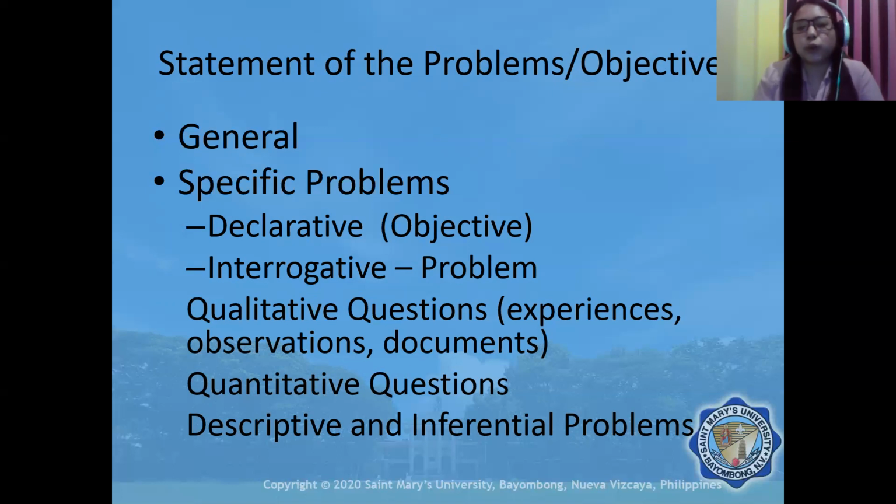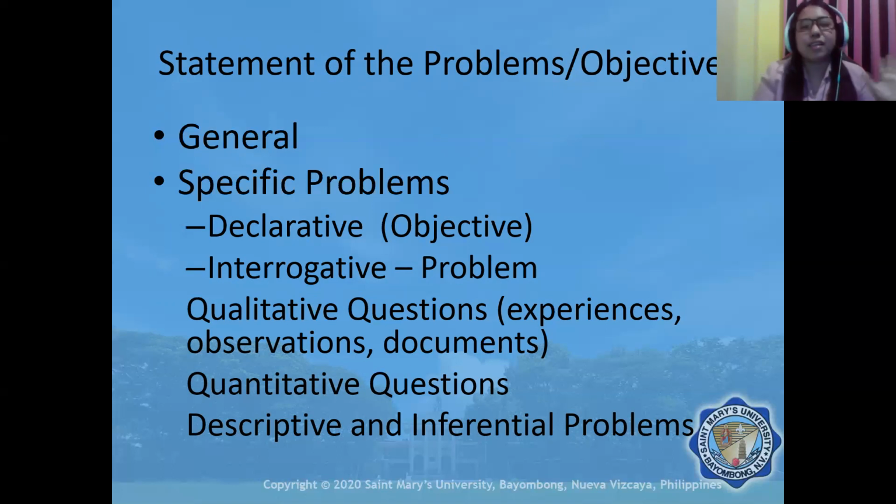So for qualitative questions, if we are asking for problems or rather objectives that deal with experiences, observations, or documents that can be gathered, or that can be answered through interview, it is a qualitative question. However, if we can quantify it, even if we're going to use qualitative data, then it means that it's already a mixed method. So that's of course a different story.